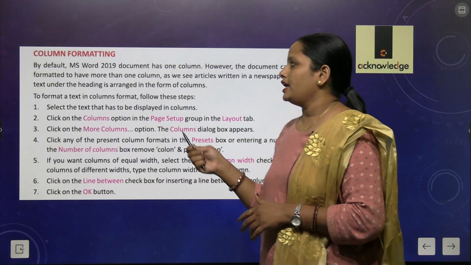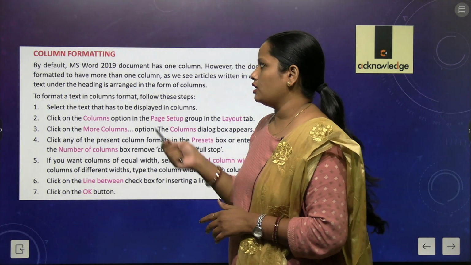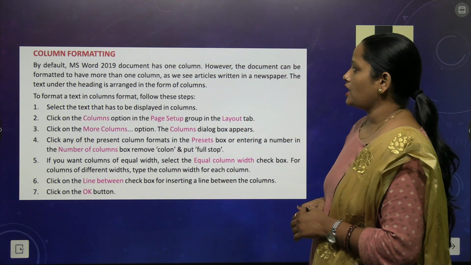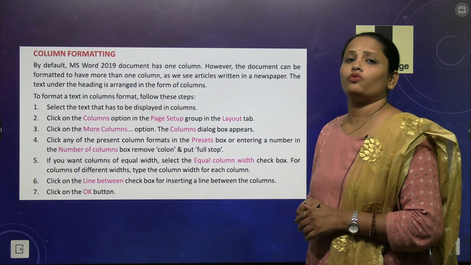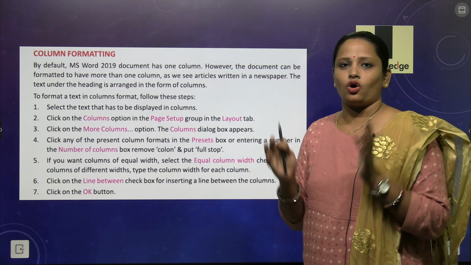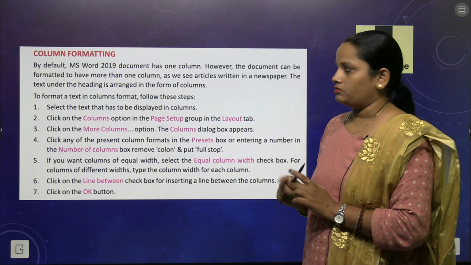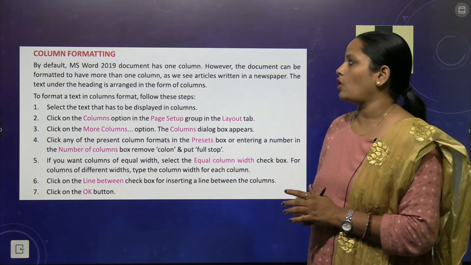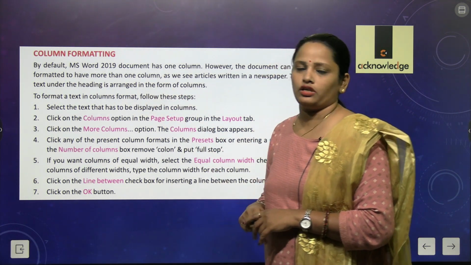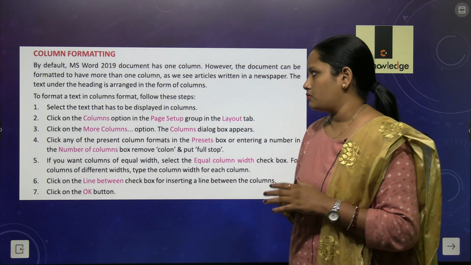So first let's come to column formatting. What is column formatting? By default, an MS Word 2019 document has only one column. So whenever we write in a document in MS Word, it comes in a single column, like this is coming in a single column. However, the document can be formatted to have more than one column. So in Word we can make multiple columns.